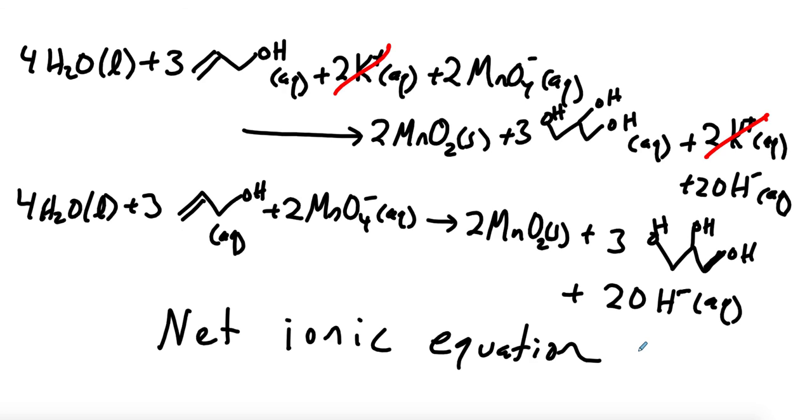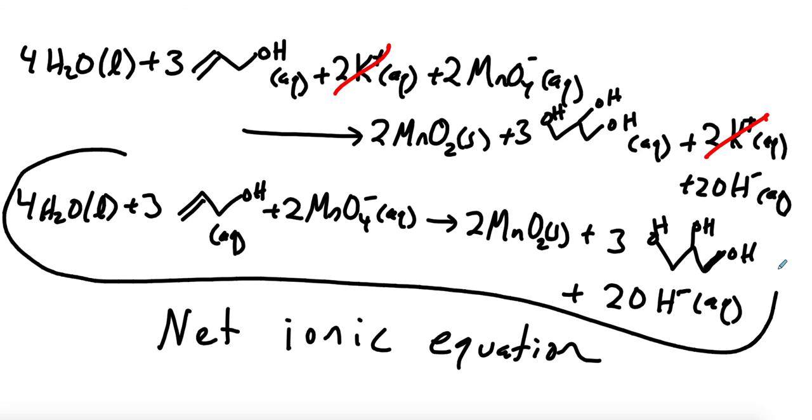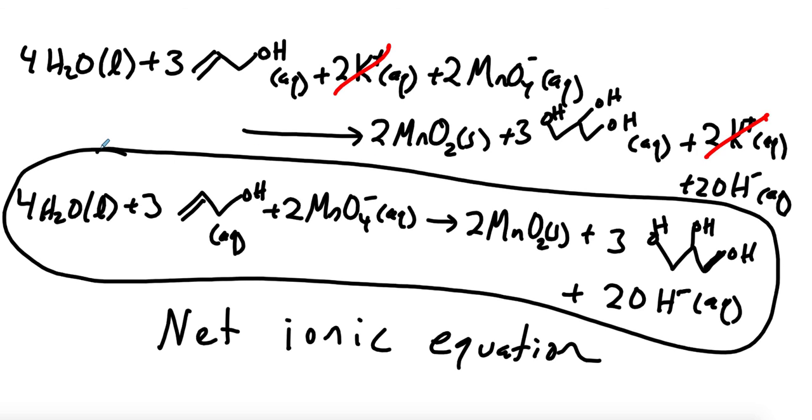In the net ionic equation, all the molecules that are shown actually get changed. Something happens to them. All the molecules and all the different ions get changed to some other form.